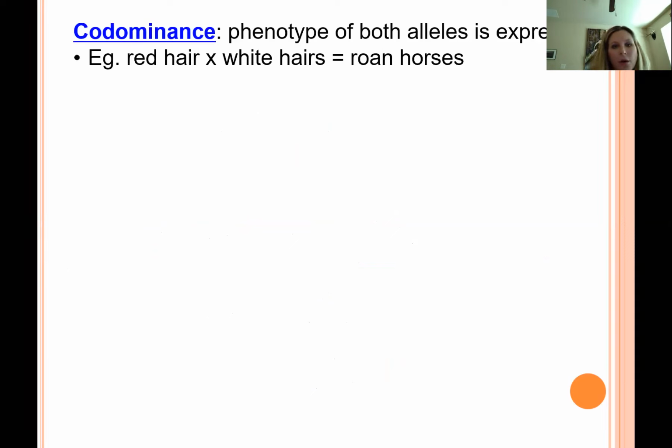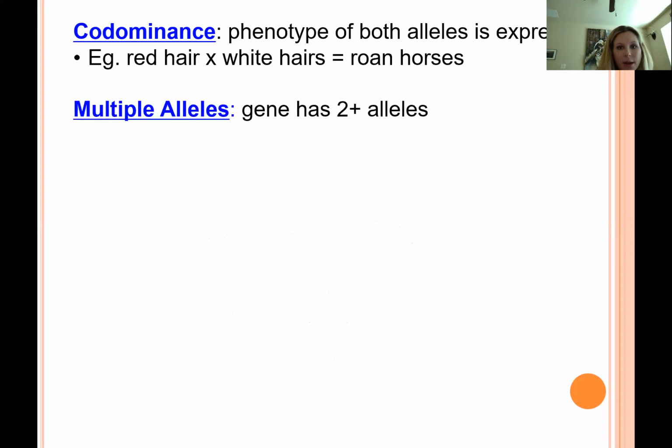So in case you didn't know, if you have a red hair horse and a white hair horse and they breed, they make what's called roan horses. Roan horses will appear pink from a distance, but if you actually plucked the hairs out of a roan horse, you would see a mixture of all red and all white, but mixed together, it makes the horse look pink. So don't let anyone ever tell you that roan horses are a result of incomplete dominance. They're not, they're codominance because they don't have pink hair. They have red and white hair that's mixed together, which appears pink.